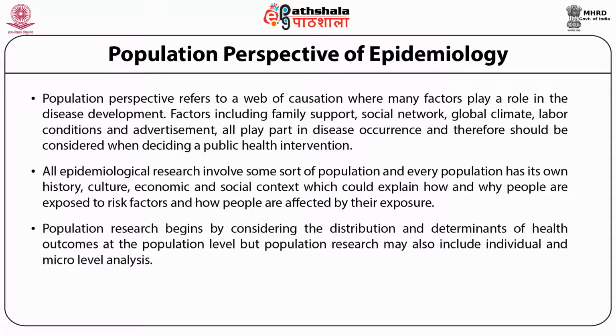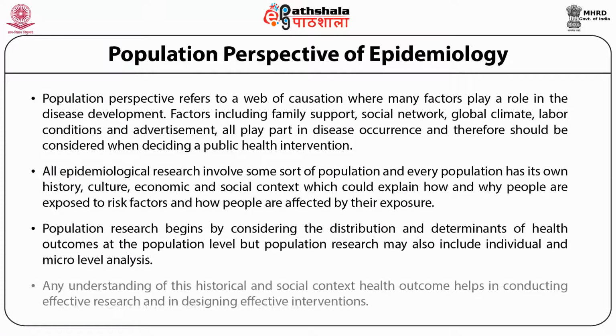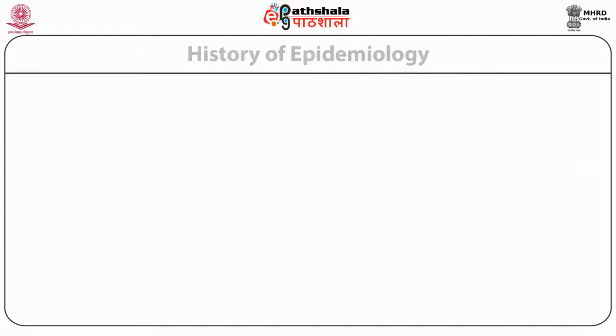Population research begins by considering the distribution and determinants of health outcomes at the population level. But population research may also include individual and micro-level analysis. Understanding this historical and social context of health outcomes helps in conducting effective research and in designing effective interventions.